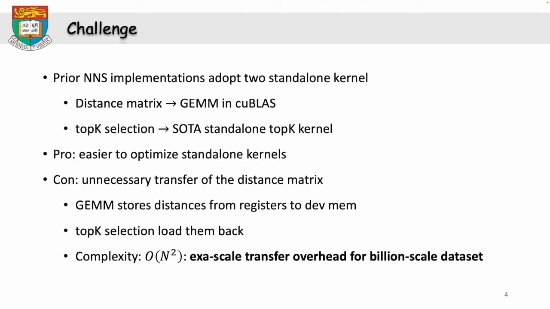For billion scale datasets, the dataset is divided into several batches and processed in mini-batch manner. The distance matrix occupies a large amount of device memory, which could have been assigned to the dataset, so it leads to more batches and thus higher data transfer overhead.